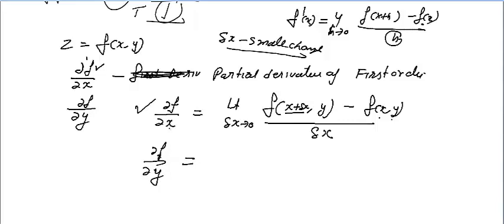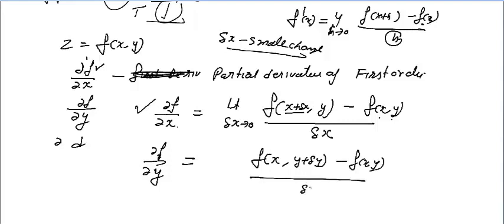So whenever you want to find the derivative of f with respect to x, you write it with the partial symbol, curl. Otherwise you write d if it is total. So it will be x, x will not change, y plus delta y, f(x, y+delta y) minus f(x, y) upon delta y, and limit delta y approaches 0. So this is the definition of the first order partial derivative. Very easy to find out.